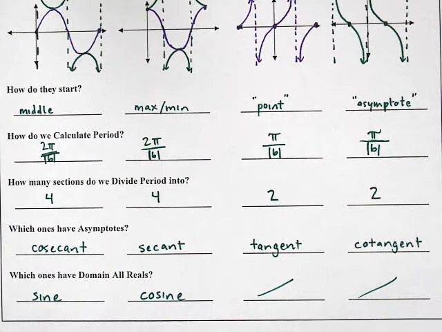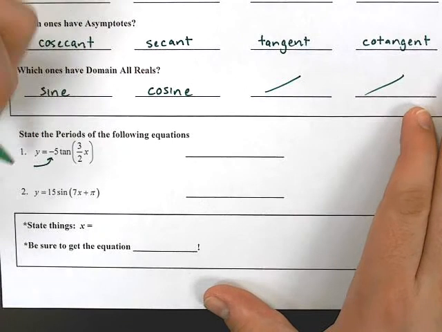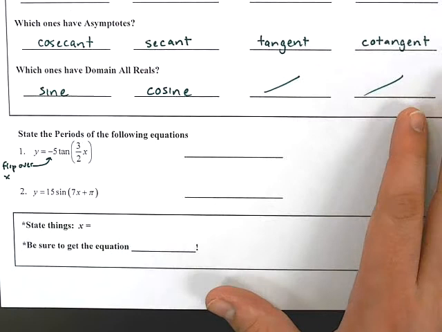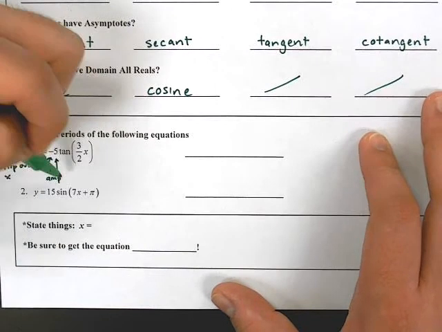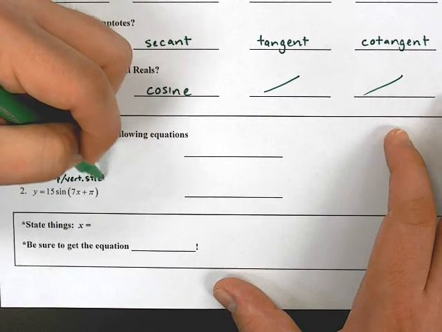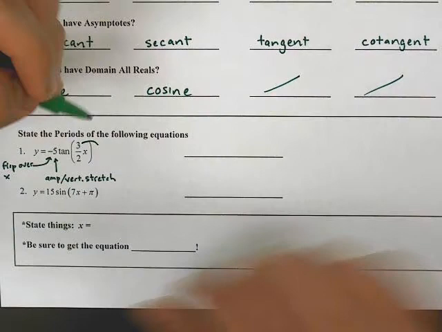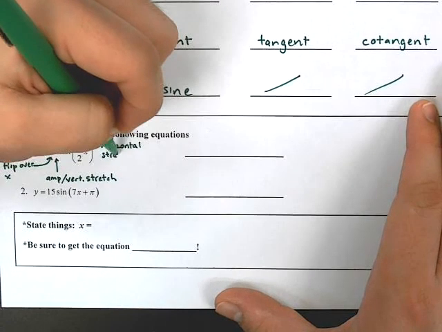Now we're going to jump in and kind of see how some of this stuff works again. Let's remember a few things here. This negative is a flip over x. This 5 is the amplitude, but I also want you to remember that's kind of like a vertical stretch. And then this last number, the 3/2, that's the horizontal stretch or shrink.